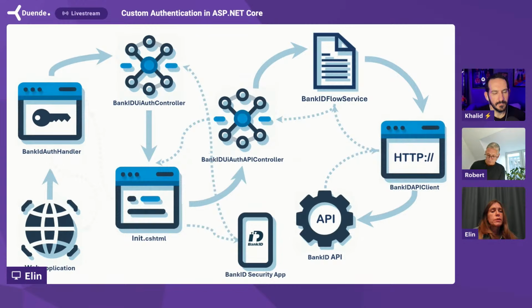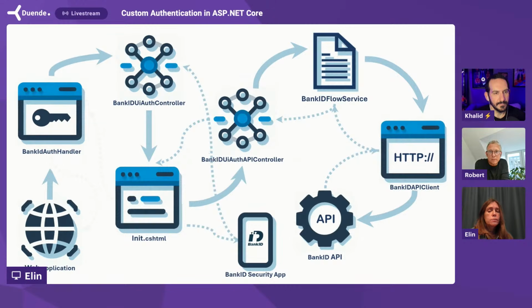And finally, when the user has approved the identification, the security application will redirect the user back to our first controller, which will simply create a refreshed view model and display this same view again. And once the call to the status endpoint inside our API controller receives a complete response from the status endpoint, this response will now also contain this completion data that we received from the BankID API.